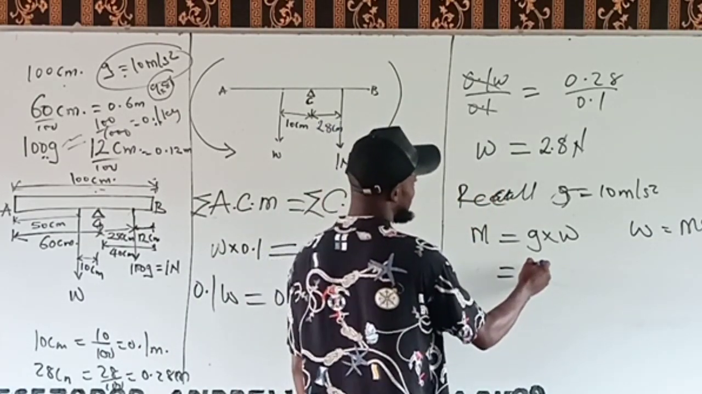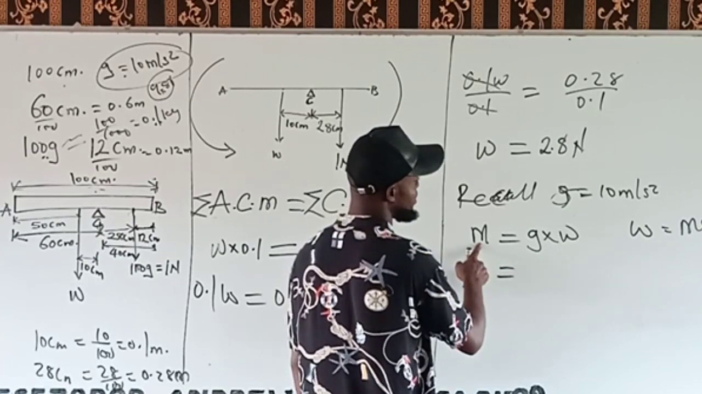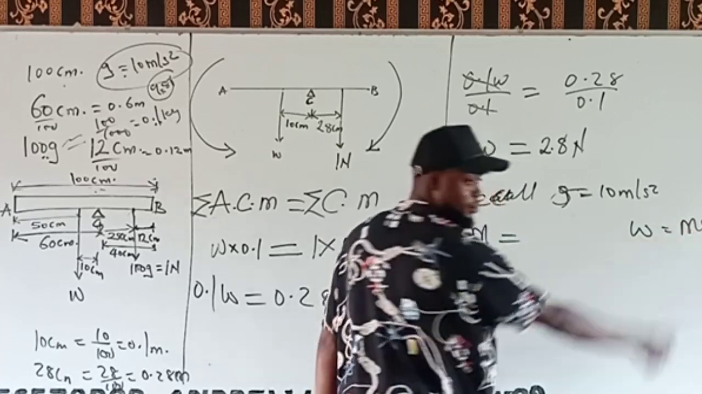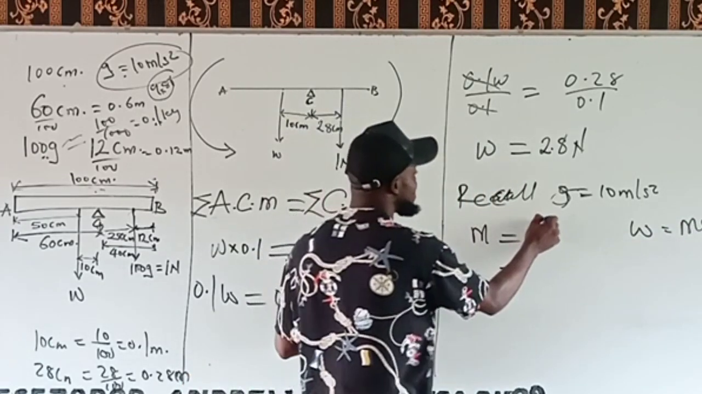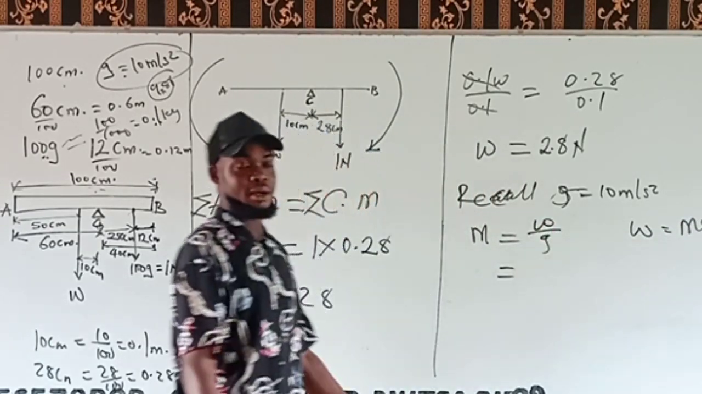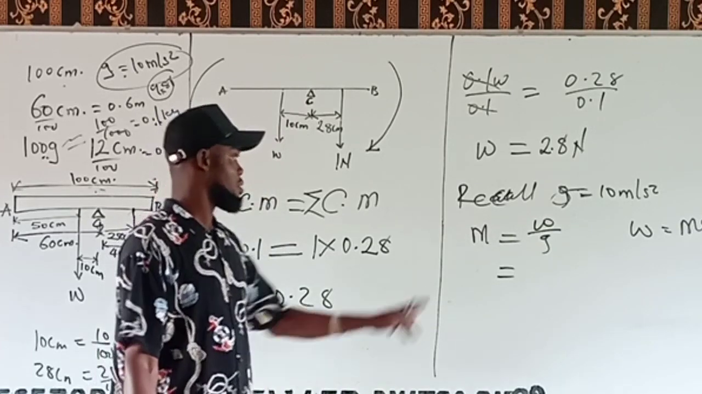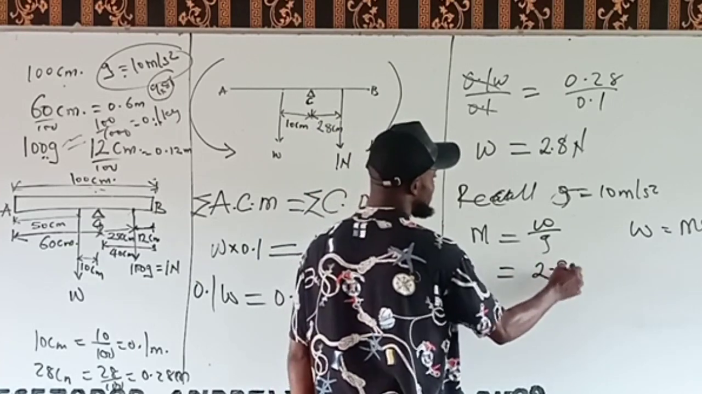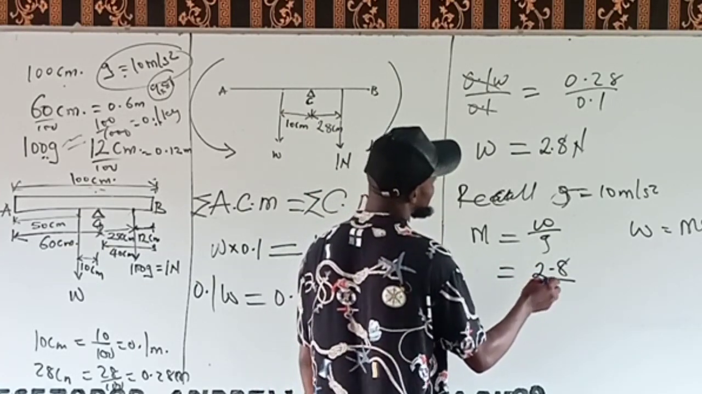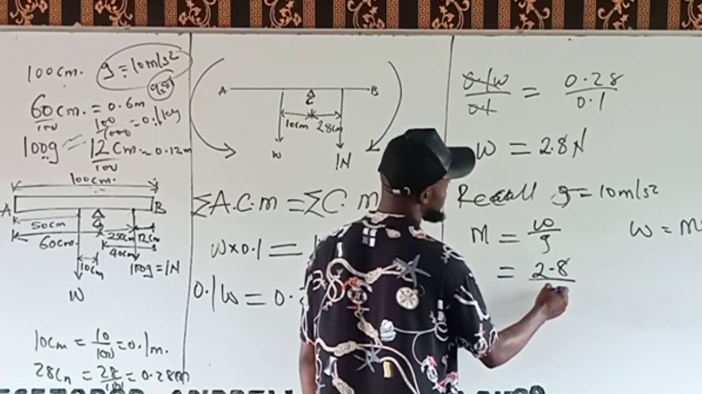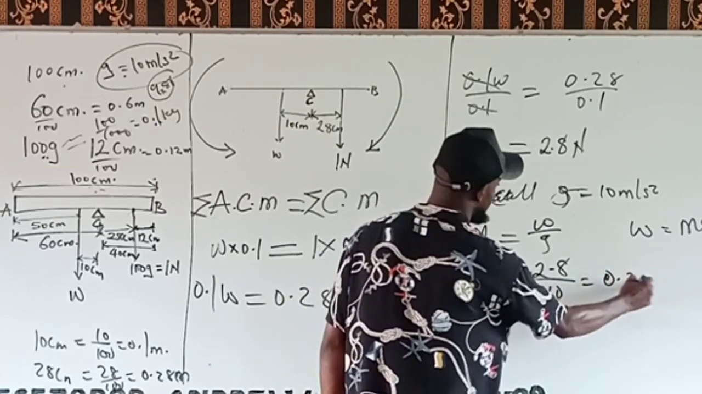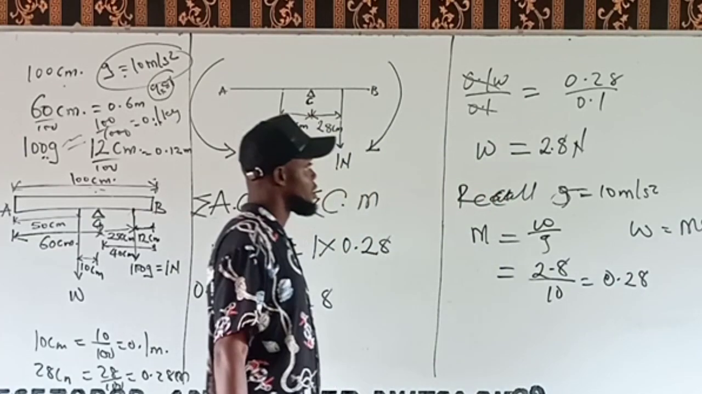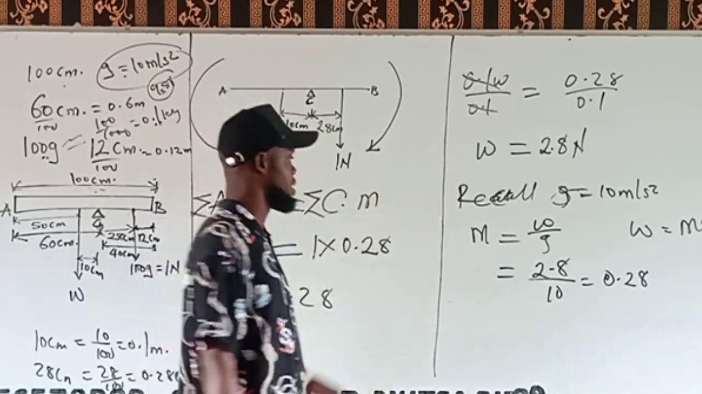The mass will now be, this weight is equal to mg. So mass is equal to weight over g. Sorry about that. Mass is equal to W over g, where W is 2.8. That is the weight of the meter rule divided by g, which is 10. That is 0.28 grams. Okay, it should not be in grams because we are working with Newton. It should be in kilogram.